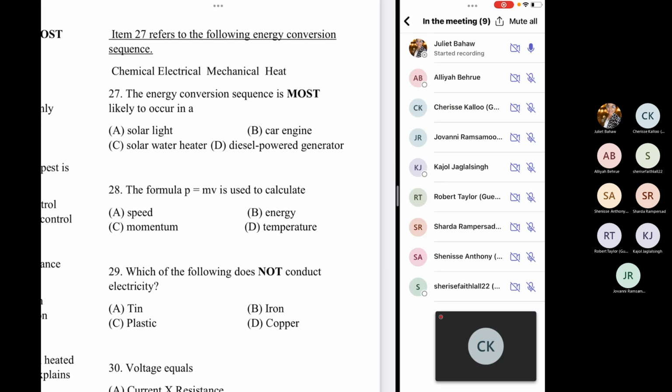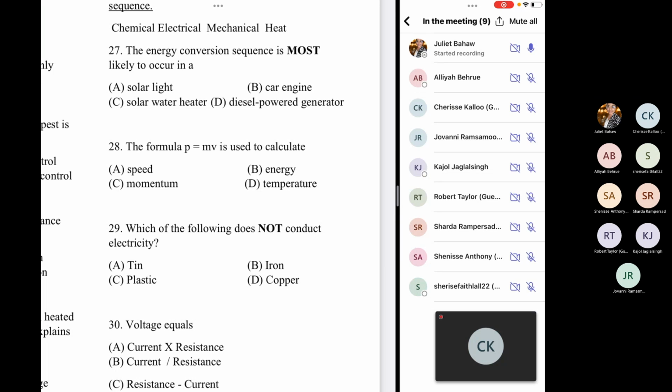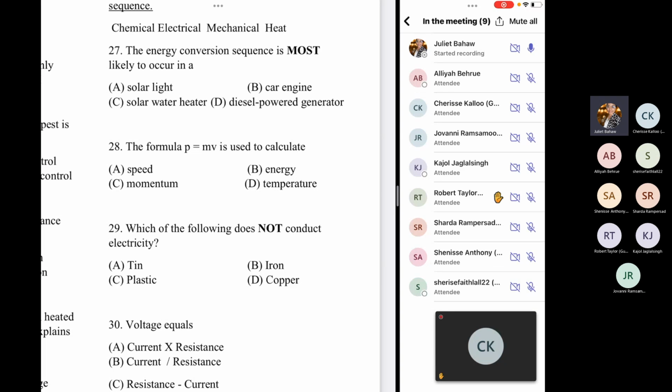All right, so this one is, now they say most likely. So the two that you eliminate are A and C, and then you're left with B and D. Diesel power generator. Now if it's diesel powered, it will be using the energy from the diesel itself, which is the gas. So therefore this one would have been B. Right? Anyone had D? All right. Robert said he had D. Okay.